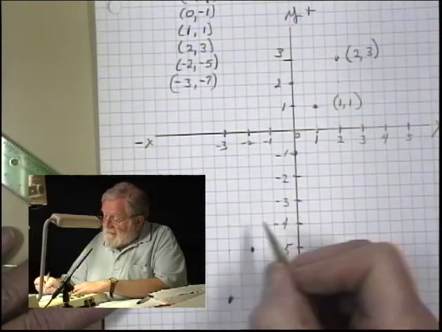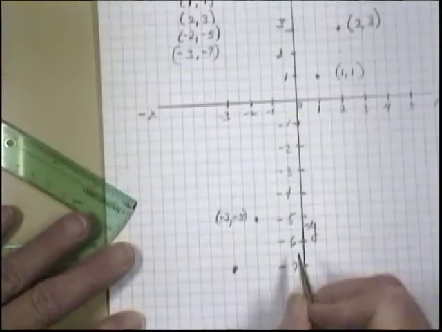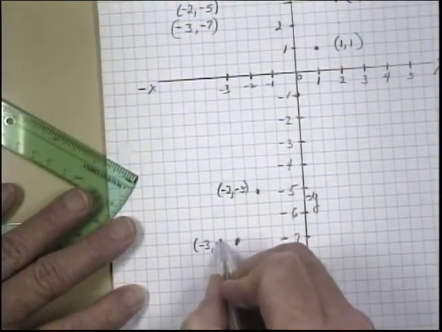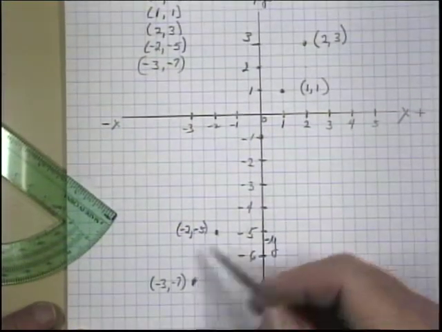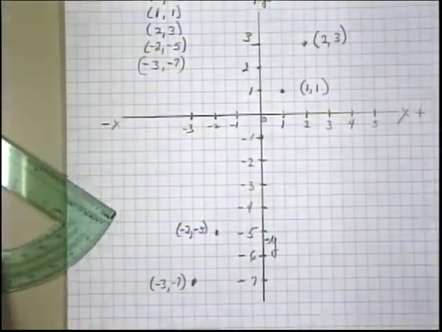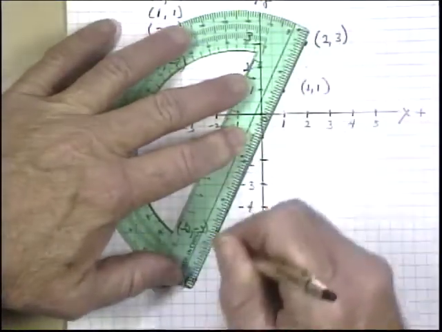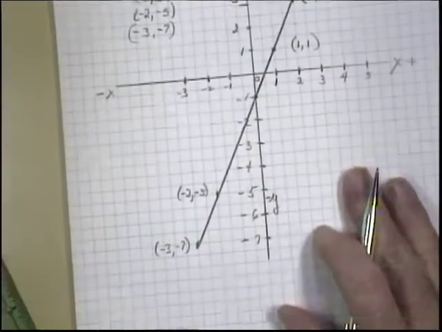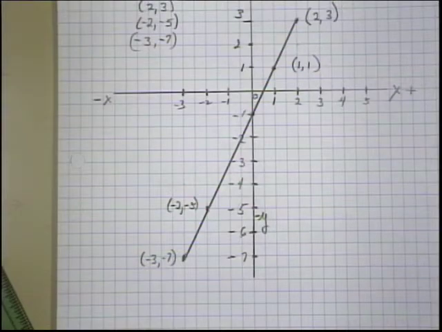Let me write these in. This is a -2, -5, this point. And this is a -3, -7. So we've plotted our points. We have a point here, a point here, a point here, a point here, and a point here. We're going to connect those points. And when we do that, we end up with a line that looks like this. So we have graphed that equation, the ordered pairs generated by that equation. The equation was y equals 2x minus 1.